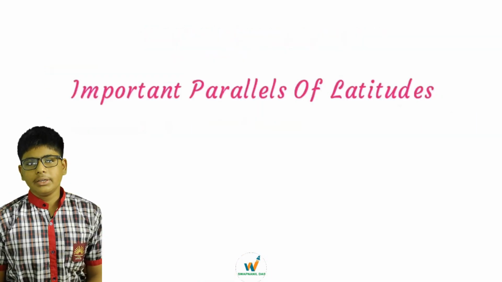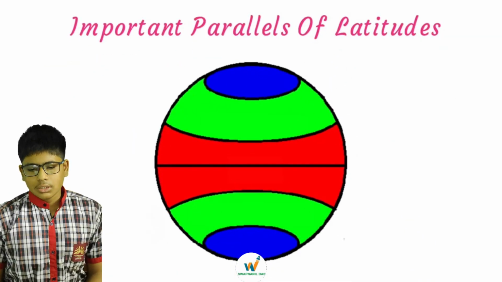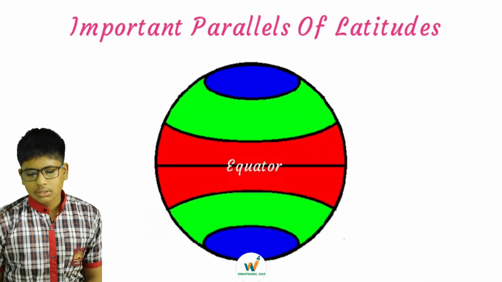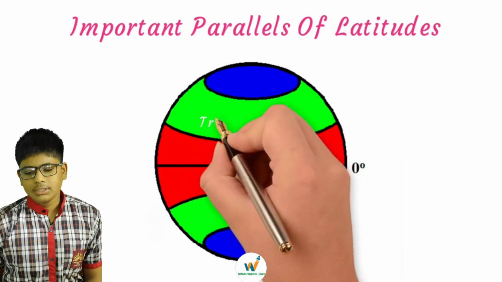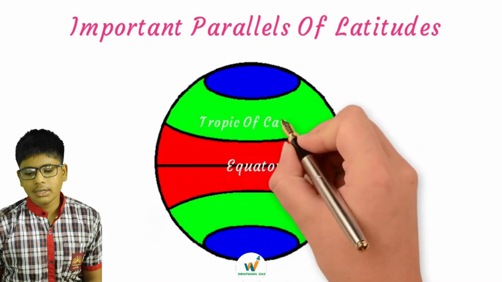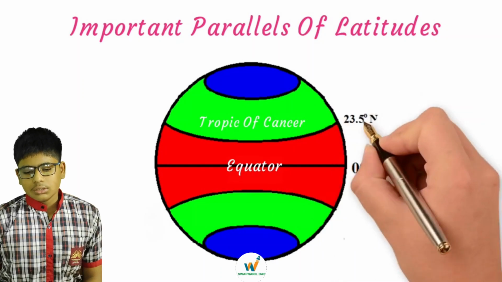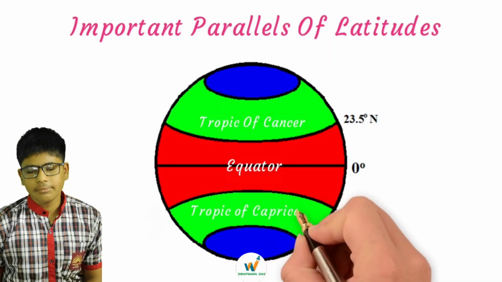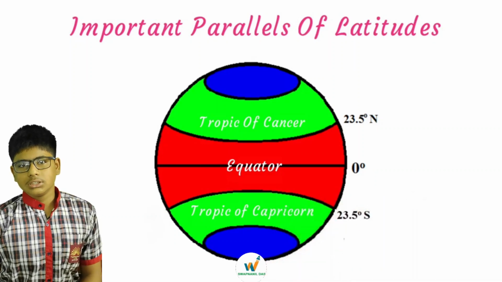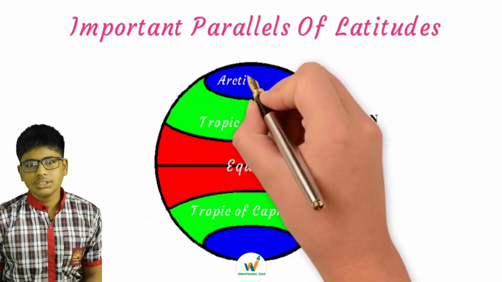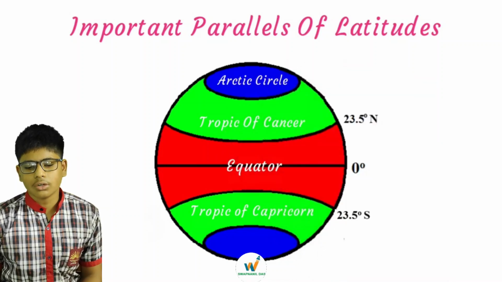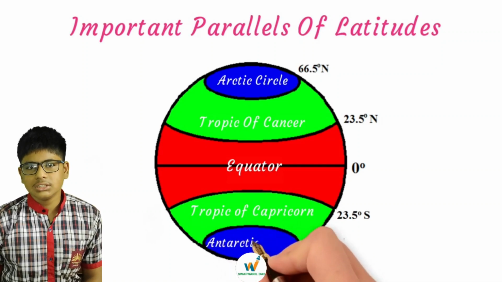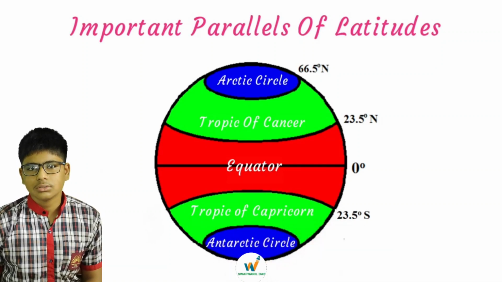Now coming to important parallels of latitudes. This is the equator, which is 0 degree. This is the Tropic of Cancer, which is 23.5 degree north. This is the Tropic of Capricorn, which is 23.5 degrees south. This is the Arctic Circle, which is 66.5 degree north. This is the Antarctic Circle, which is 66.5 degrees south.